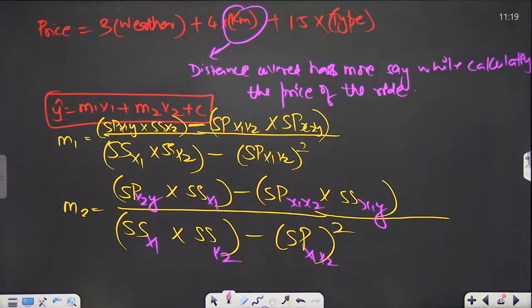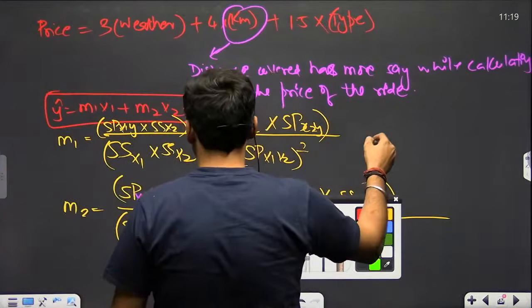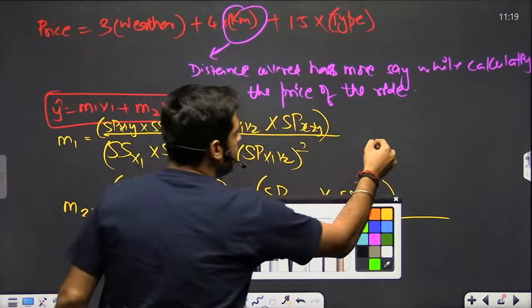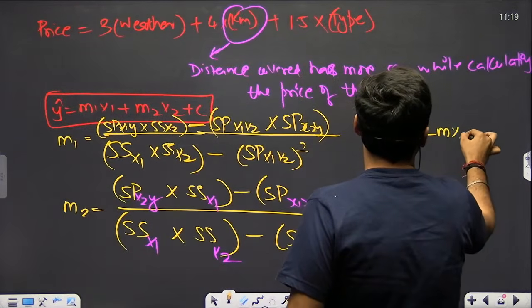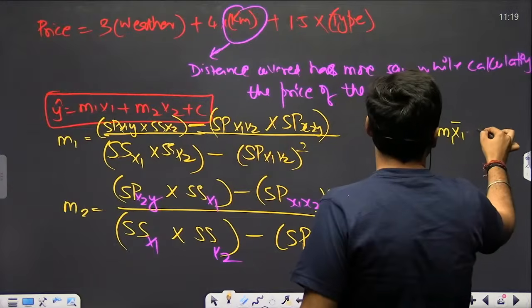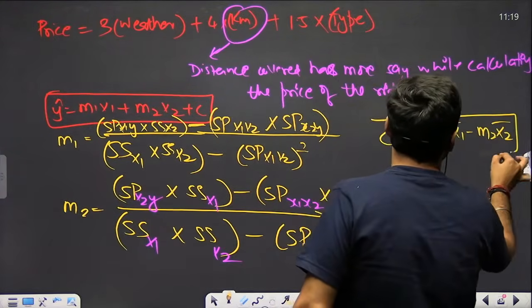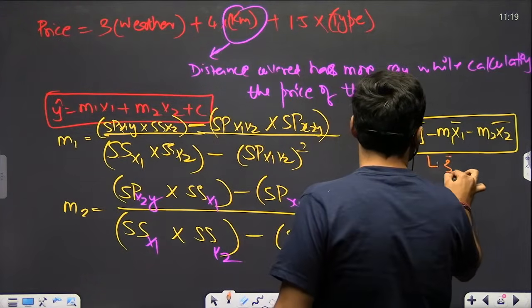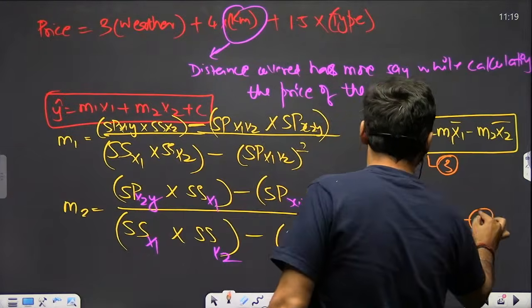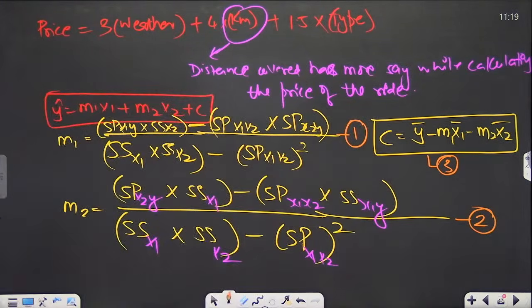And how to calculate c, just write for c also. So how to calculate c: c is y bar minus m1 x1 bar minus m2 x2 bar. This is how c is calculated. So this is equation number 3, this is equation number 2 and this is equation number 1. That you should remember.